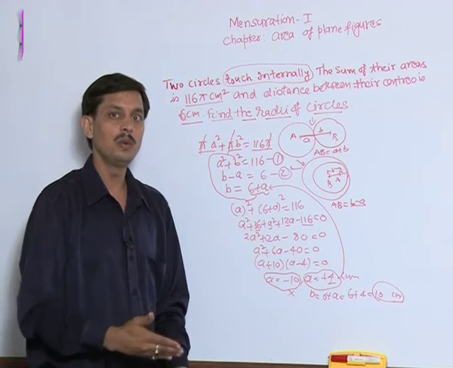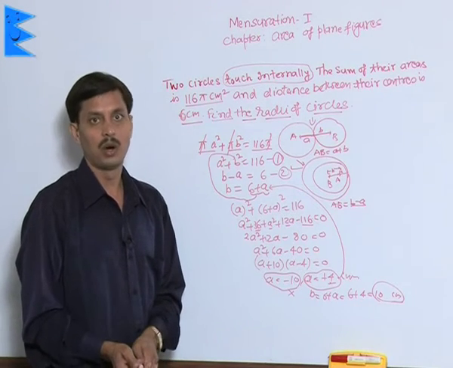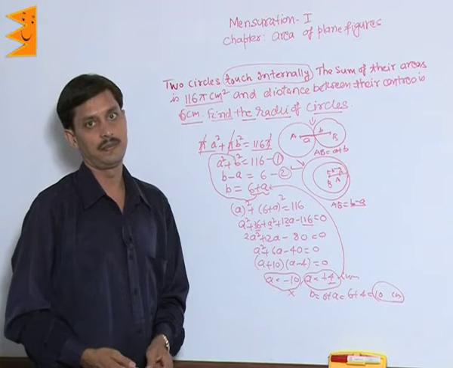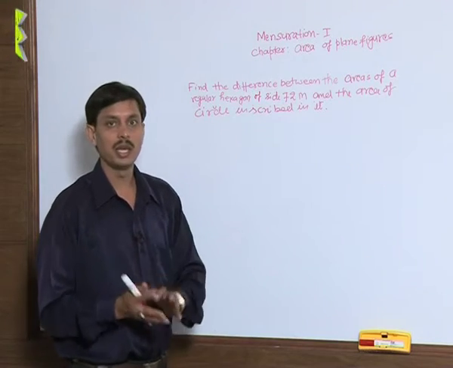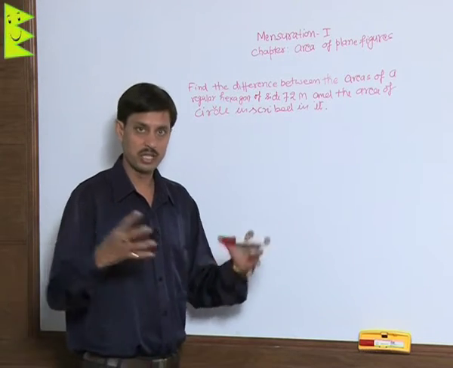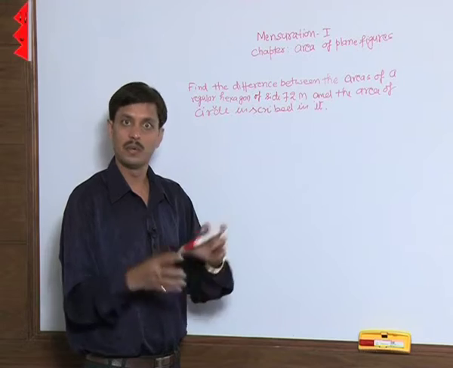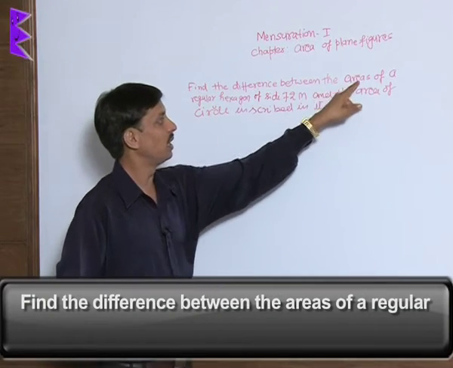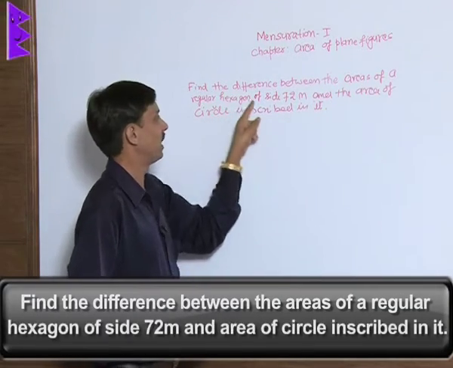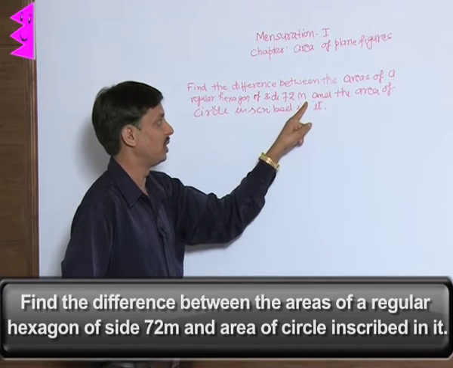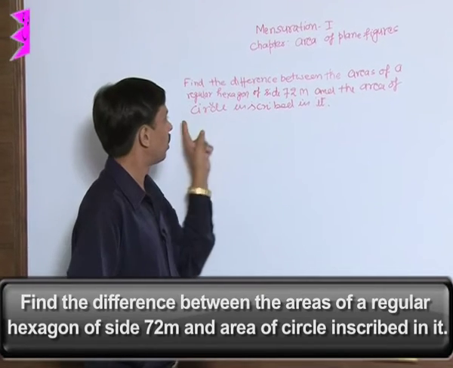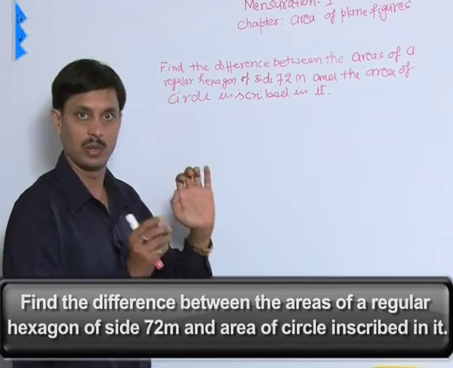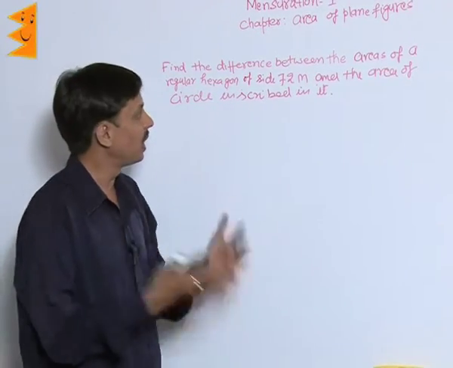Now we will explain a few more examples of the same chapter, area related to circles. Now I am taking another example to explain the use of formulae. Find the difference between the areas of a regular hexagon of side 72 centimeter and the area of a circle which can be inscribed in it. Okay. So what do we have?